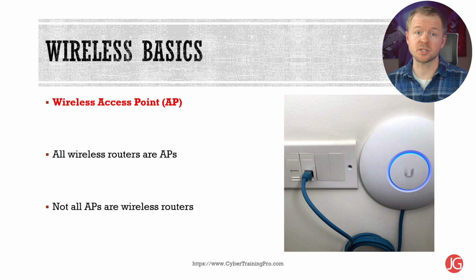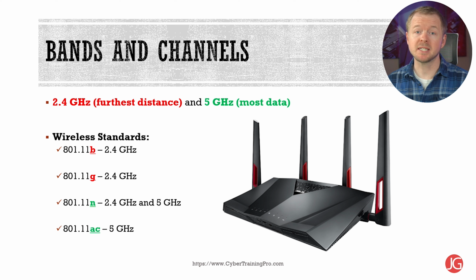There are two primary radio bands that wireless networks use: 2.4 gigahertz and 5 gigahertz. Each band has several channels to communicate, but typically 2.4 gigahertz travels the furthest and 5 gigahertz transfers the most data. One of the issues with the 2.4 gigahertz band is that channels can overlap and degrade performance. So common practice is to use channels 1, 6, and 11. On the screen here, you can see some common wireless standards and which spectrum that they use.